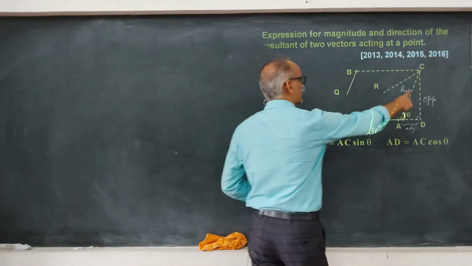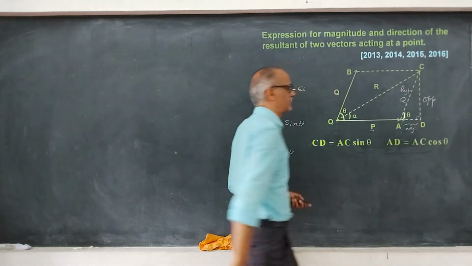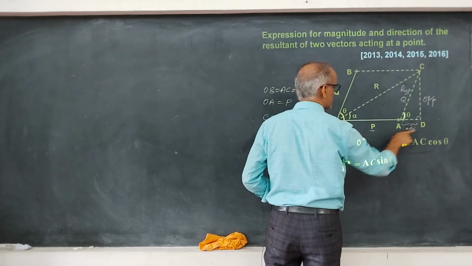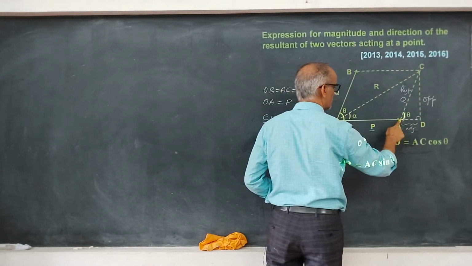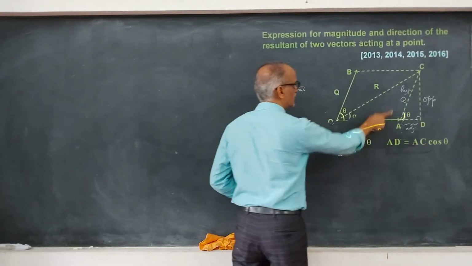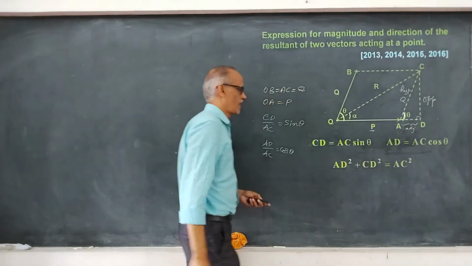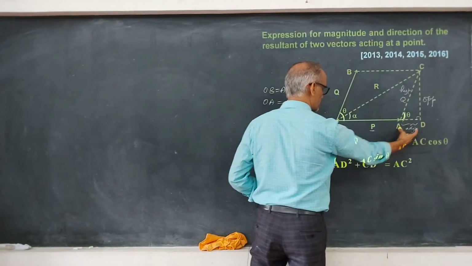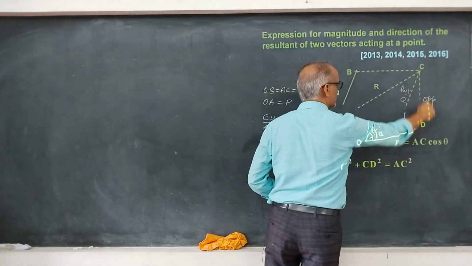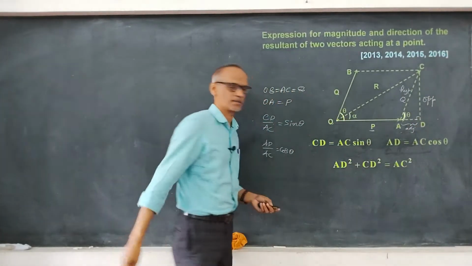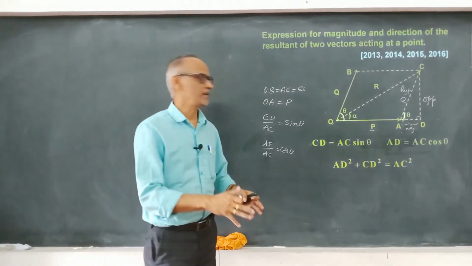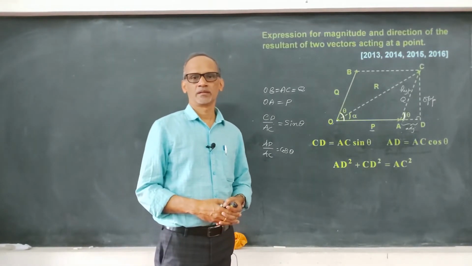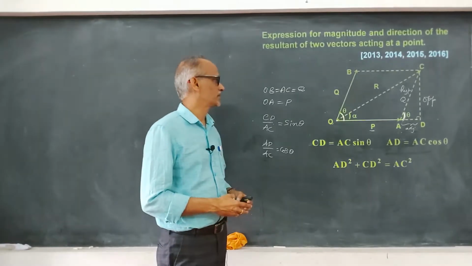Next, this is a right angle triangle. I can relate all the 3 sides with the help of the Pythagoras theorem, that is CD square plus AD square is equal to AC square. So therefore AC square is equal to AD square plus CD square, correct? That is using the Pythagoras theorem. So now we are ready with all the data here. Now let us continue as to how we can complete the derivation.